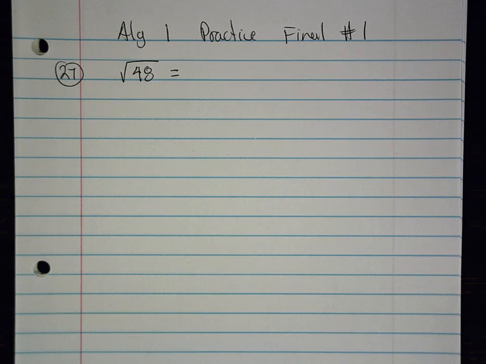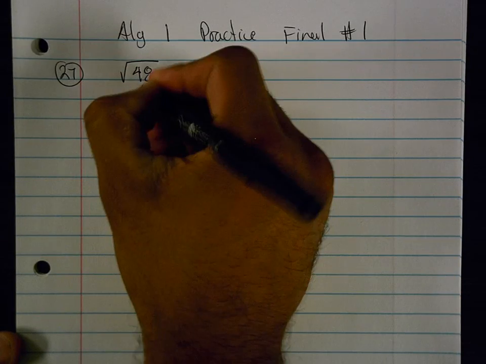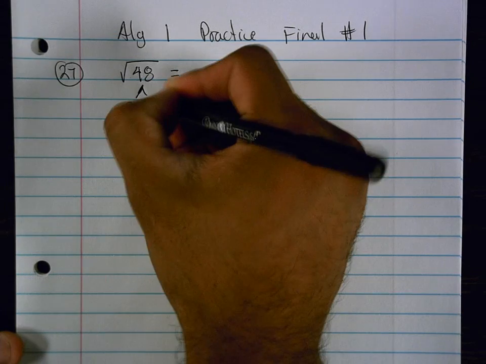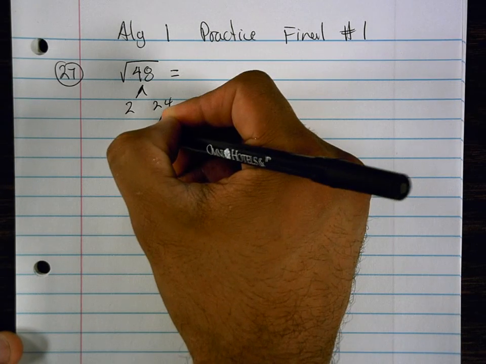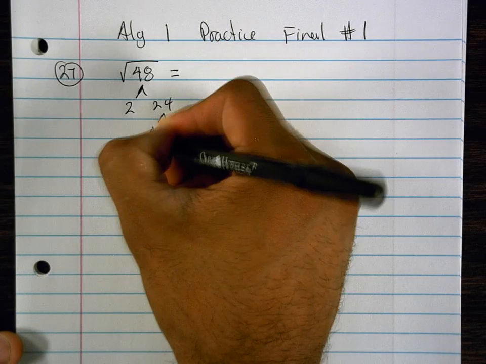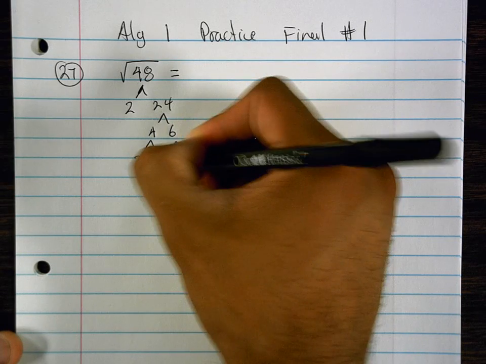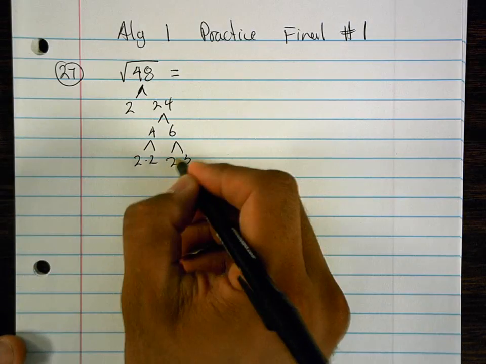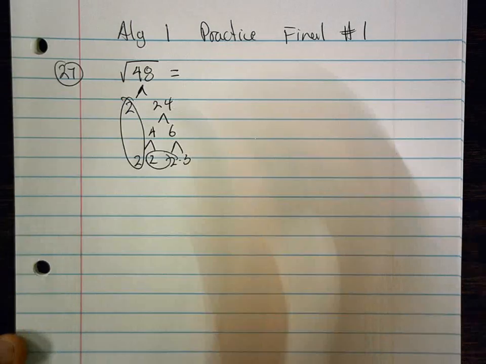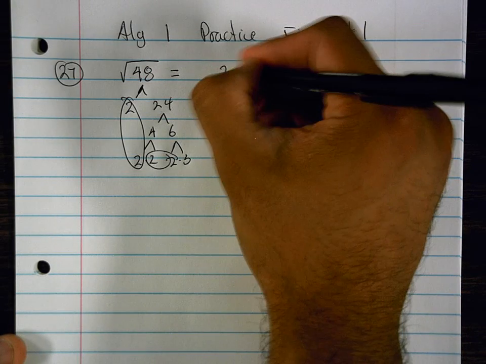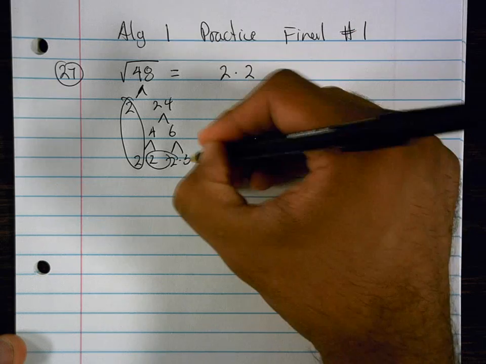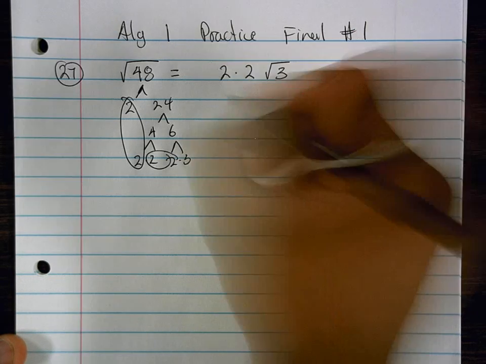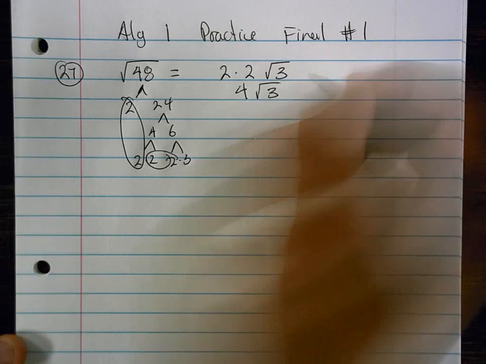Alright, continue with our Algebra 1 practice file number 1, number 27, square root of 48. So here we're going to try to break this up into 2 and 24. I'm going to break that up into 4 and 6, 2 and 2, 2 and 3. Or you can break that up any way you want. There's a pair of 2's and there's a pair of 2's. So it turns into 2 times 2, those come out. We're left with the 3 that didn't get out, and so our answer is 4 root 3.